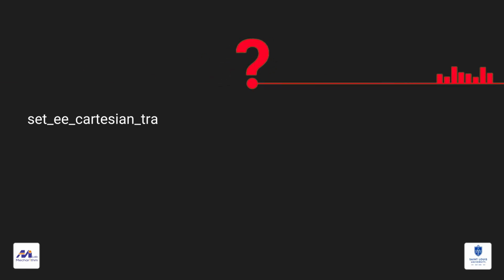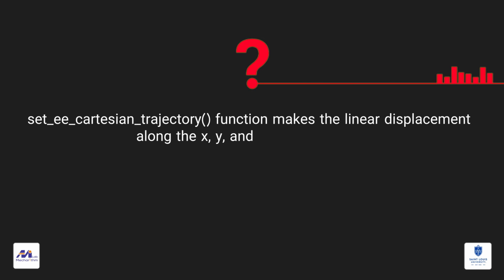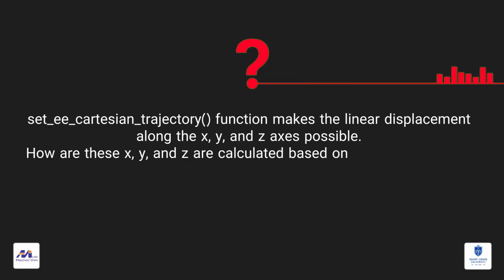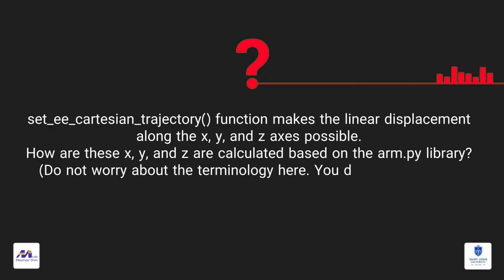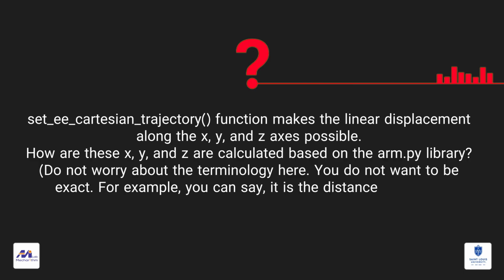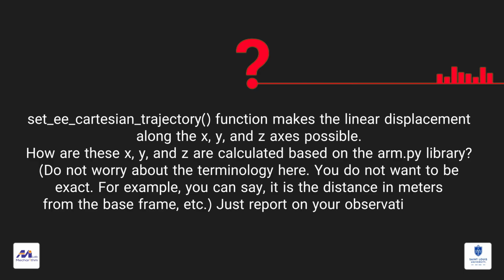Set EE Cartesian trajectory function makes the linear displacement along the x, y, and z axis possible. How are these x, y, and z calculated based on the arm.py library? Do not worry about the terminology here. You do not want to be exact. For example, you can say it is the distance in meters from the base frame, etc. Just report on your observation from experimenting on the robot arm.